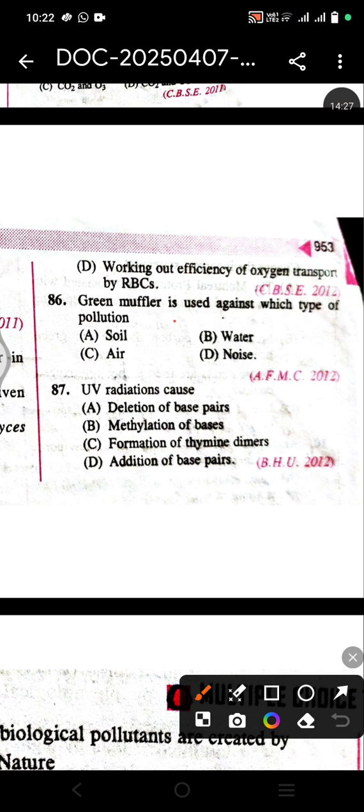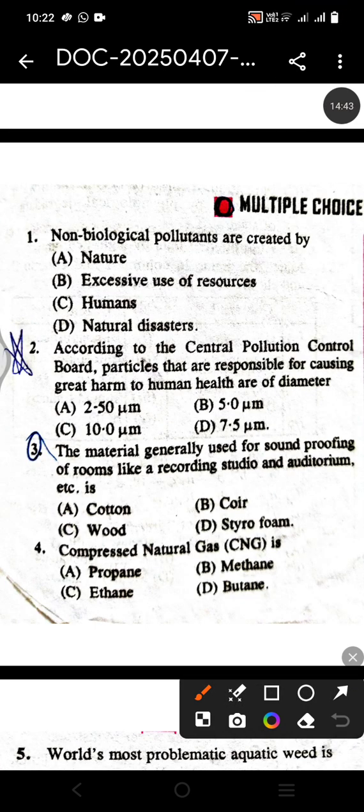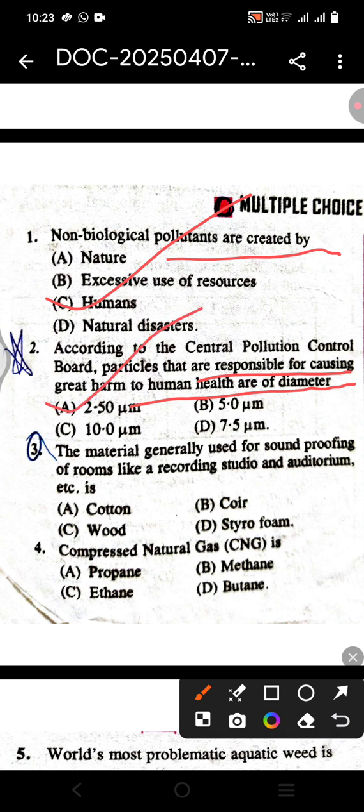Green muffler is used against which type of pollution? So noise, option number D. UV radiation causes the formation of thymine dimers, option number C is correct one. Non-biological pollutants are created by humans. According to the Central Pollution Control Board, particles that are responsible for causing great harm to the human health are of diameter 2.5 or less than 2.5 micrometer.